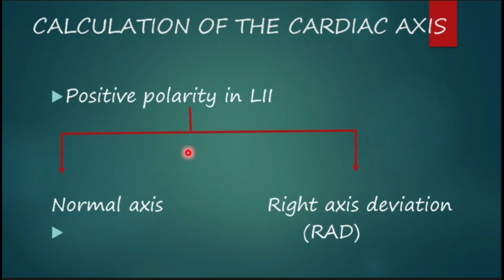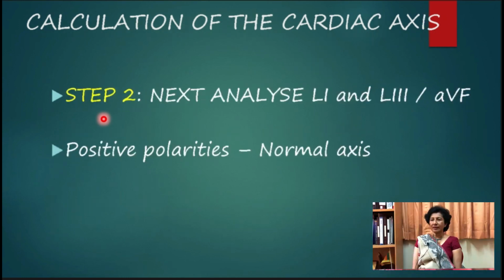As we discussed, in lead 2, if the polarity is positive, the cardiac axis can be either normal axis or right axis deviation. As I discussed before, if the polarity in lead 2 is positive, it could be either normal axis or right axis deviation. Now let's see how to differentiate right axis deviation from normal cardiac axis.